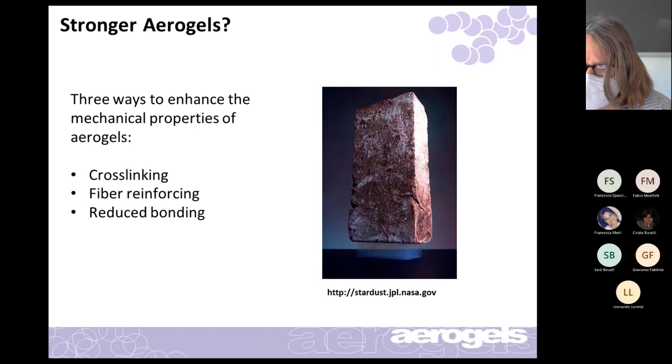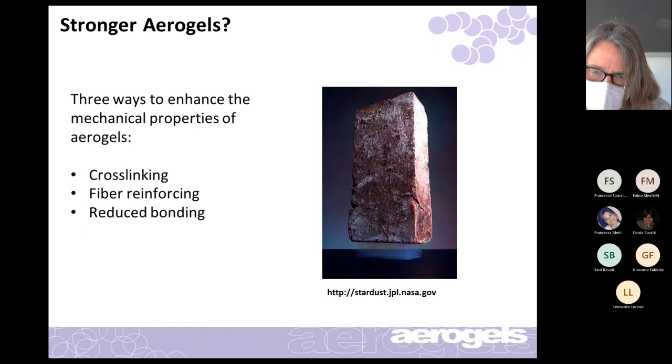So there are sort of three basic ways to strengthen aerogels, and their methods are chemical cross-linking, fiber reinforcing, and then reduced bonding in the chemical structure. So I'm going to go through those and show you some examples.